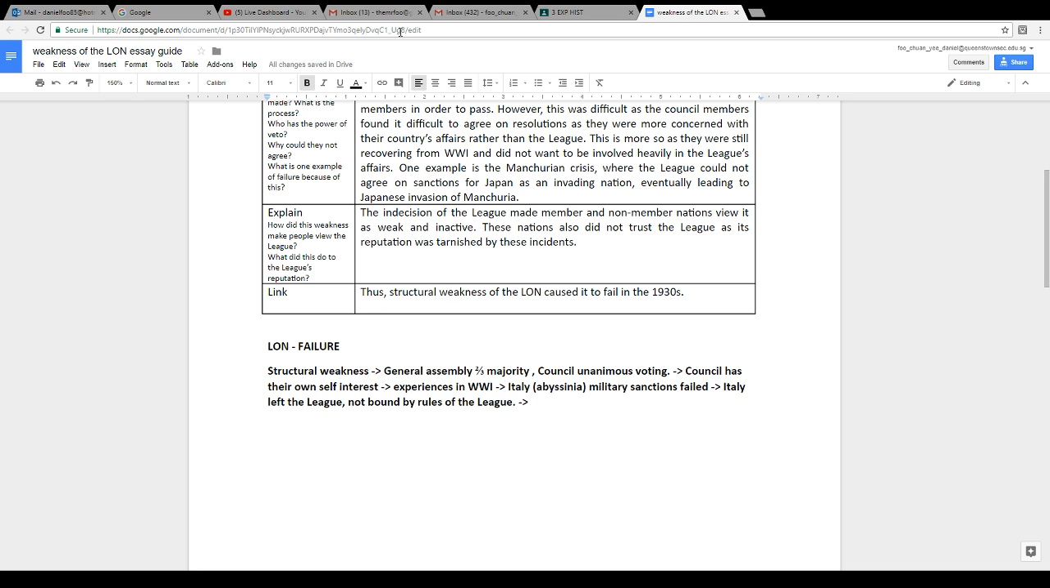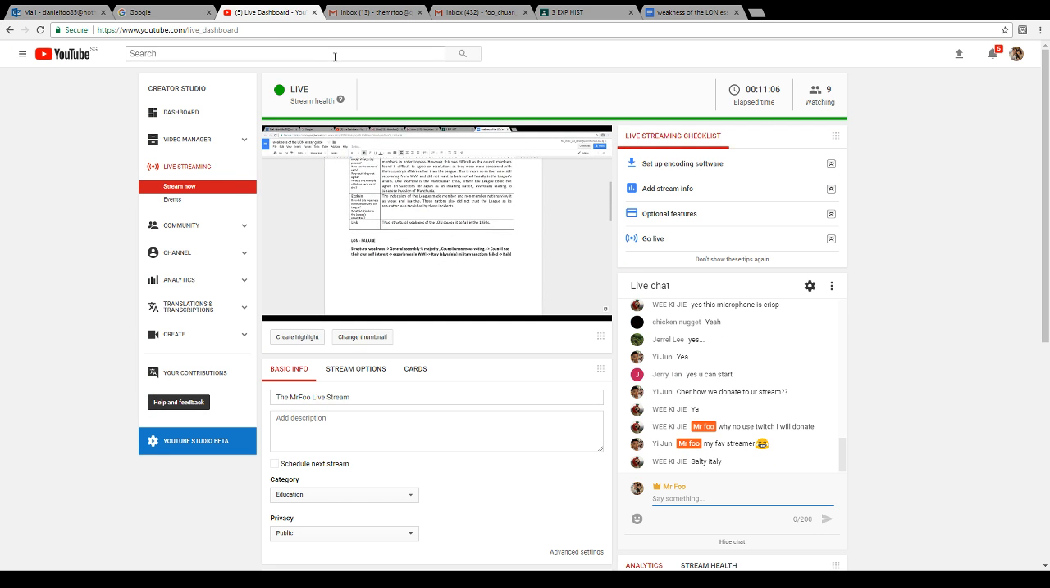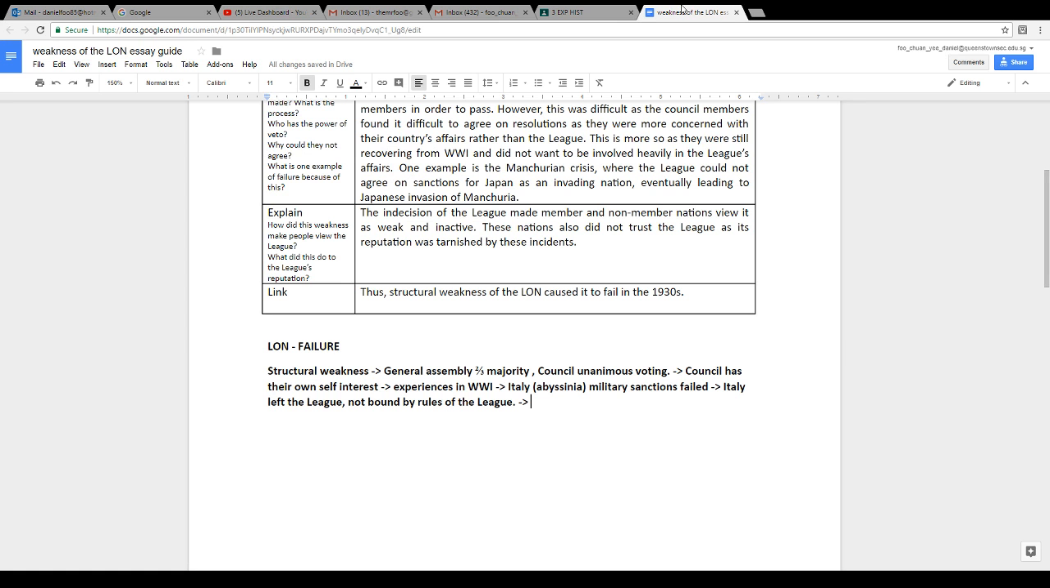So this is the flow. Okay, clear so far? I think this is quite basic. Once they resign, what happens to the League? The League will then be seen as weak. So people will not trust the League, and finally they won't cooperate. Cooperation will be low. When cooperation is low, you cannot succeed in future plans. Thus, failure. Thus, structural weakness led to the failure of the League.